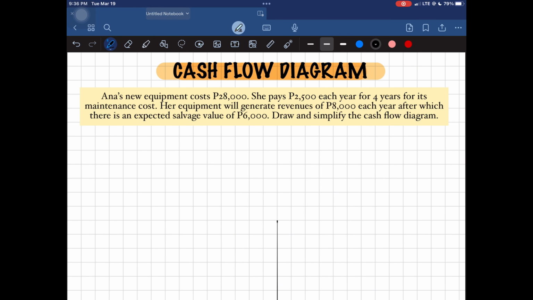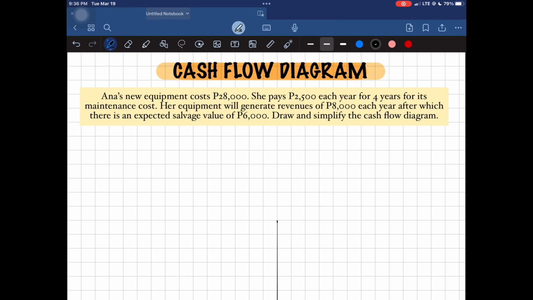Everyone, so for today's session, I'll be discussing how to create a cash flow diagram when dealing with problems involving money-time relationship. So here's an example problem.